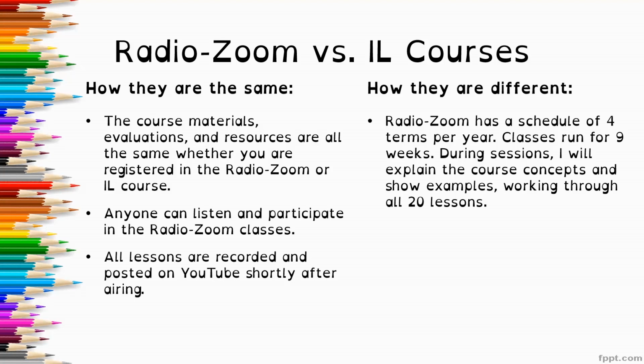The Radio Zoom has a schedule of 4 terms per year, and the classes run for 9 weeks. During sessions, I explain the course concepts and show examples working through all 20 lessons, but those are spread out over those 9 weeks, and we start at the beginning and work through the whole 20 lessons.